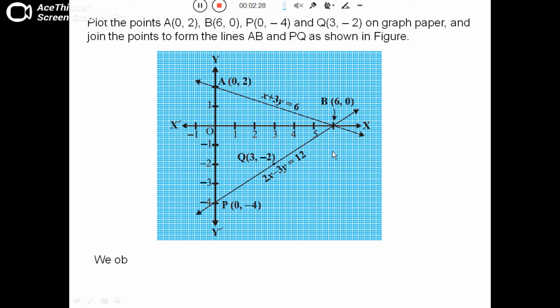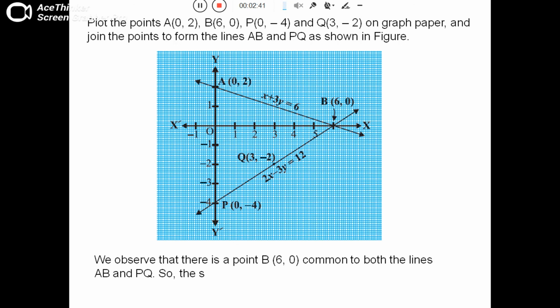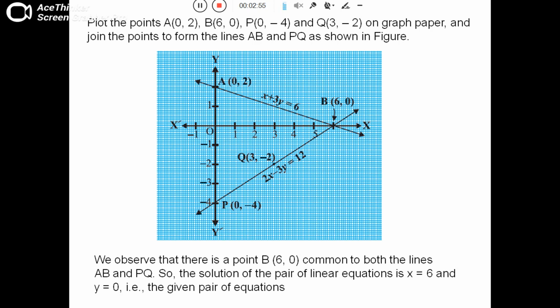So we observe that there is a point B whose coordinate (6, 0) is common to both of the lines AB and PQ. So the solution of the pair of equations of lines is x equals 6 and y equals 0. It means the pair of equations is consistent.